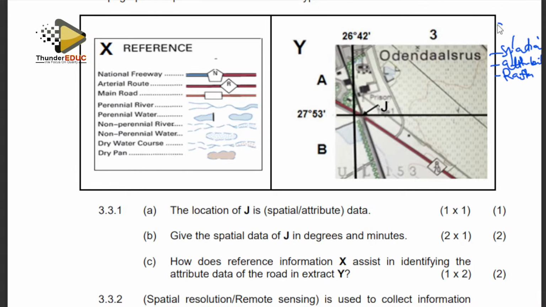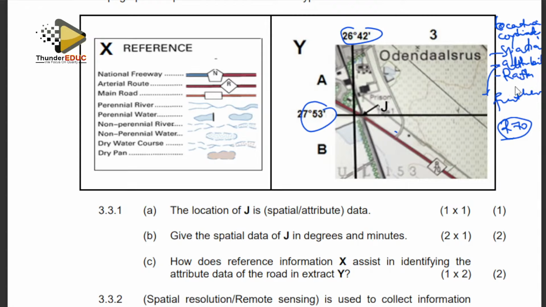Spatial data shows the location of a place. When it talks about location, we look at the coordinates, referring to degrees and minutes, which are indicated here. Then we also have attribute data. Attribute data gives further explanation of a geographical feature. For example, this road here is an arterial route, but what is it? It's R70. So R70 is attribute because it gives us further information about this road.